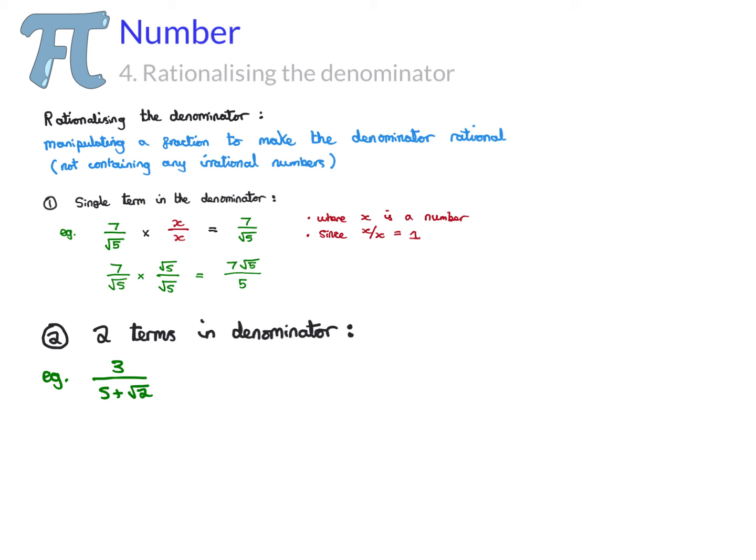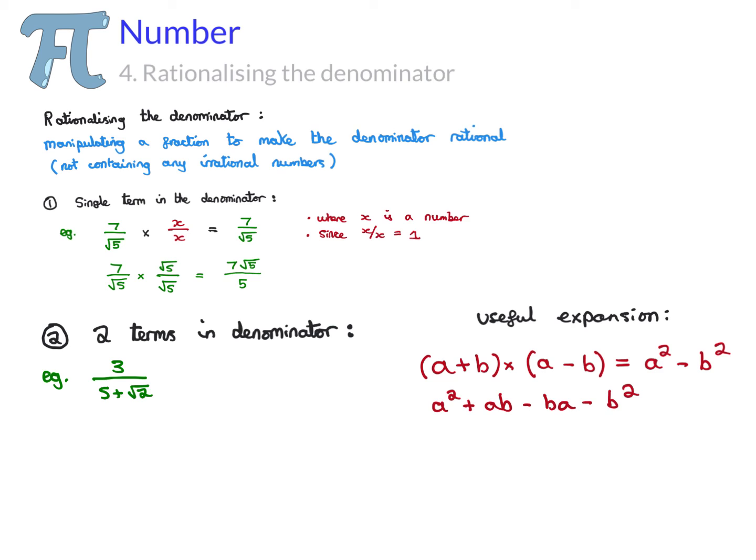The solution to this problem exploits the following fact, that for any two numbers, a and b, a plus b times a minus b is a squared minus b squared. This is easily seen by expanding out brackets. The positive and negative ab terms cancel.